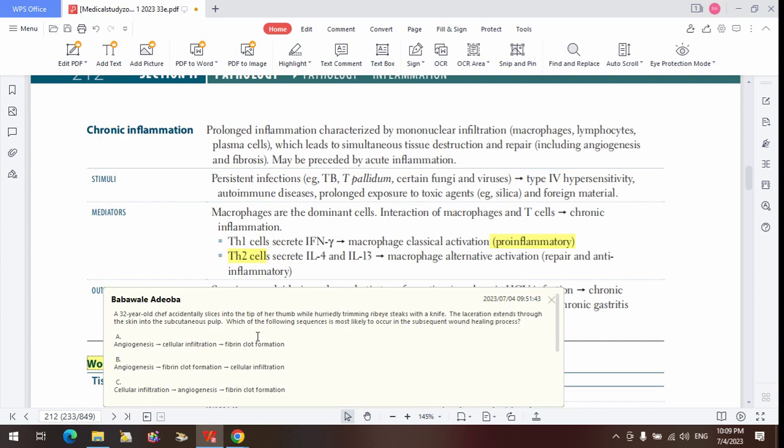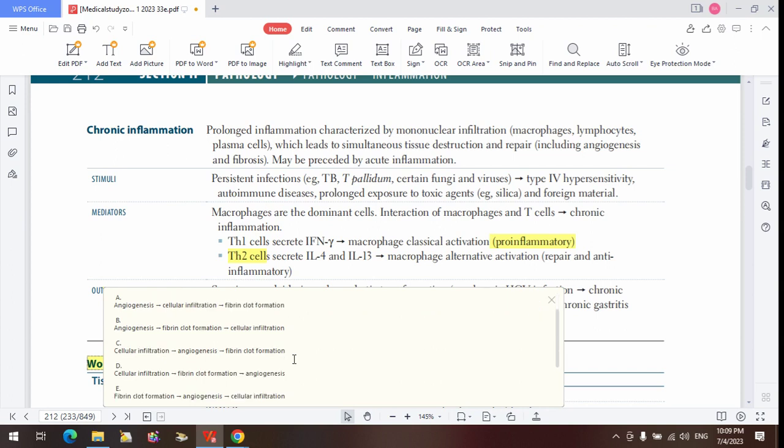Okay, so a 32-year-old chef accidentally slices into the tip of her thumb while hurriedly trimming something with a knife. The laceration extends through the skin into the subcutaneous pulp. Which of the following consequences is most likely to occur in the subsequent wound healing process? Do you understand what they are talking about here? Wound healing phases. So what do we think?